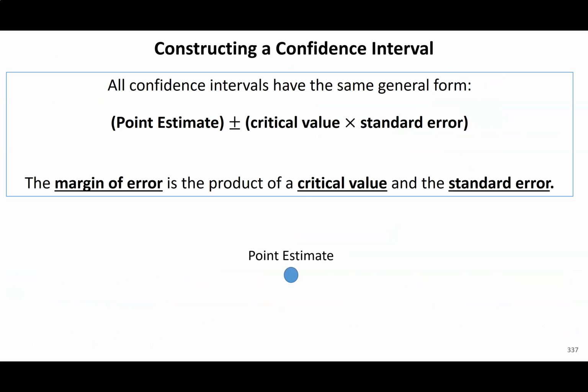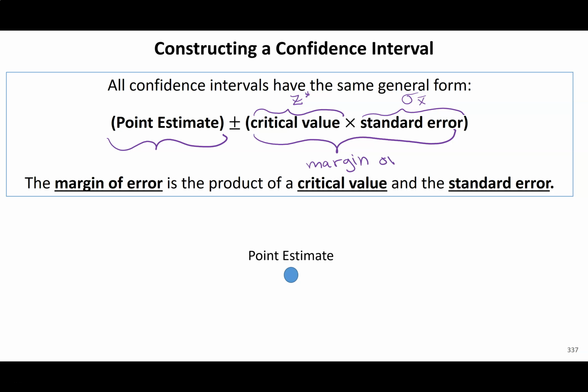So when we want to construct it, we start with our point estimate. This comes from the sample. And then times a critical value. For most of the rest of the term, it's going to be a z star. And times a standard error. For at least this week and next week, we're going to be using sigma of x bar. And then remember this entire thing, the critical value times the standard error, that's our margin of error. Everything after the plus or minus sign is the margin of error.